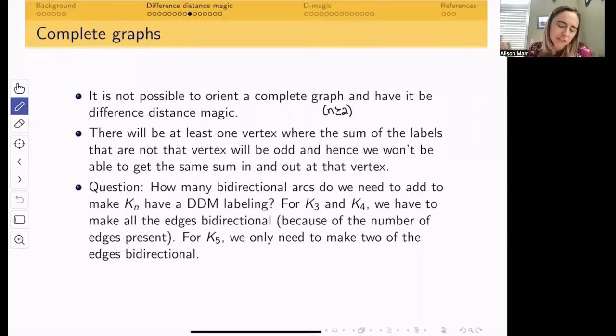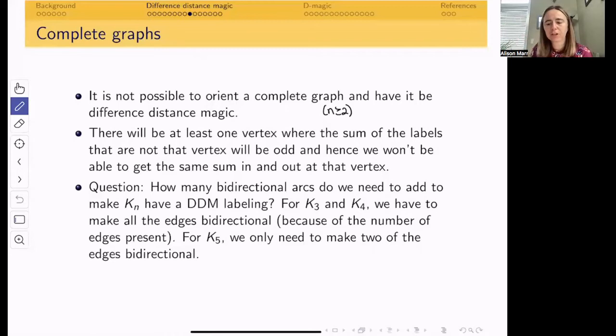And so we have this interesting question still lying around, thinking about how many bidirectional arcs I need to add to make that complete graph have a distance difference magic labeling, or can I even do that? So for small ones, K3 and K4, it doesn't matter. We have to add all of them as bidirectional before it will work. That's the trivial case. So K3, we have to add all the edges as bidirectional before it has this property. Similar for K4, you have to add all 6 edges as bidirectional before it becomes difference distance magic. But for K5, you only have to add 2 bidirectional edges in order to have everything connected.